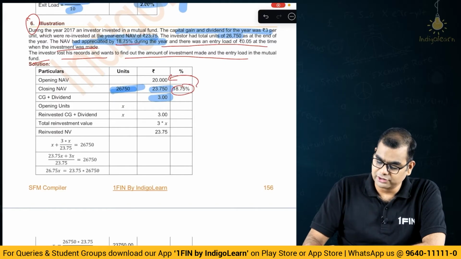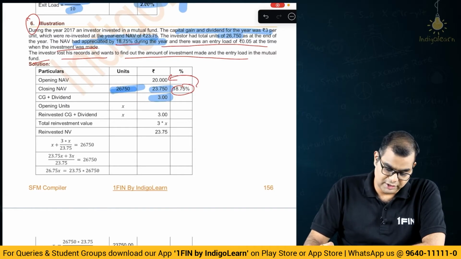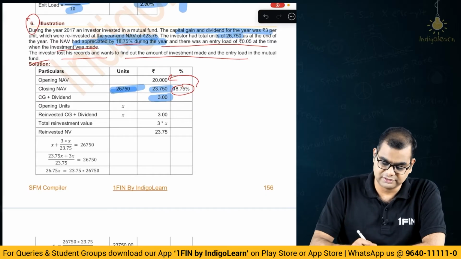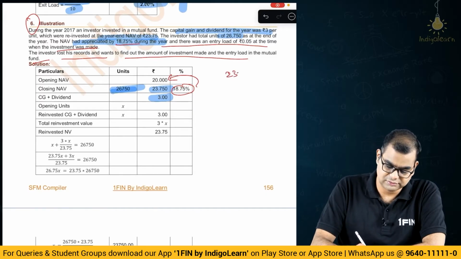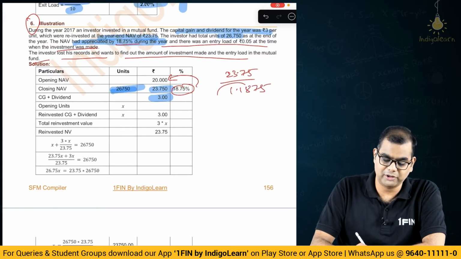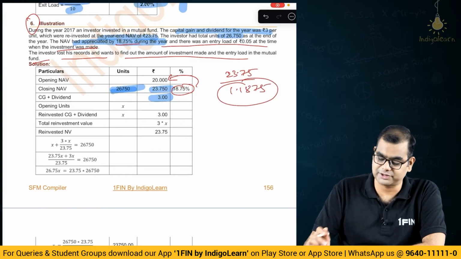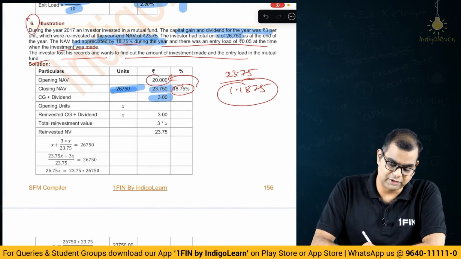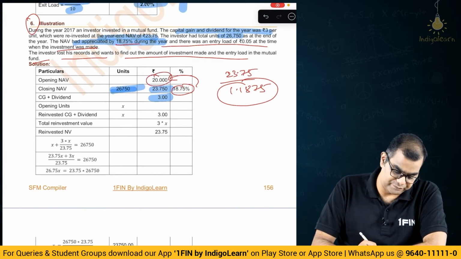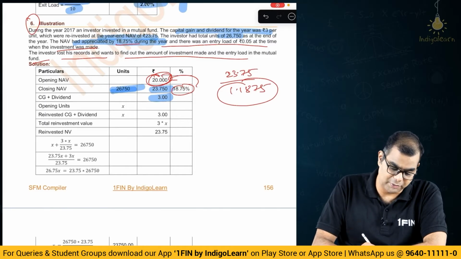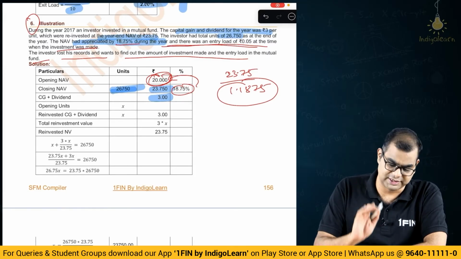So, you can actually work backwards and use this to arrive at opening NAV of 20. How will you do it? 23.75 divided by 1.1875. Why am I doing 1.1875? 1 plus 18.75%. You will basically get a number of 20. So, opening NAV is 20. Then, if you have opening NAV of 20, we don't know how many units are there. But it is clearly said there was an entry load of 0.05 at the time of investment. We will think of it separately.